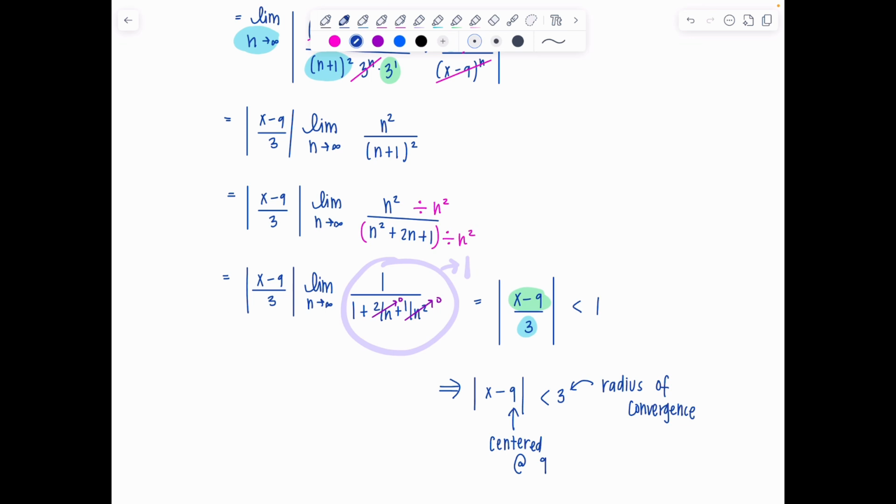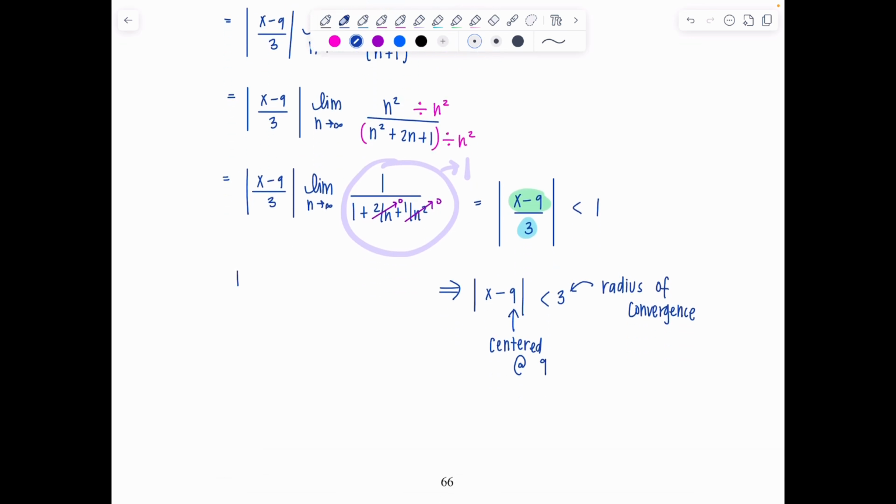Okay, so let me write you a general rule. If you have the absolute value of x minus a is less than r, that's your radius of convergence, and a is where your power series is centered. Sometimes you don't have this quantity because it's centered at 0. So if you just had the absolute value of x is less than 5, there's your radius of convergence and it's centered at 0. This one's centered at 9.